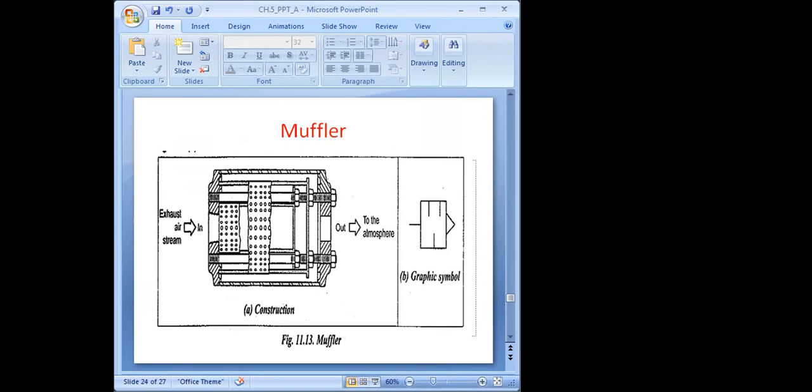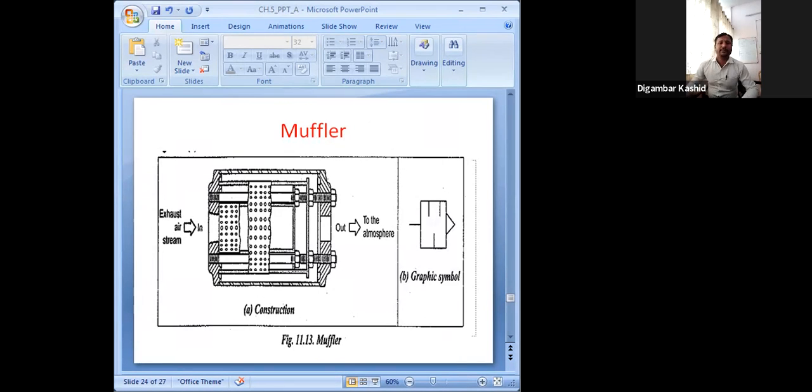Okay, this muffler is located at the end of your pneumatic circuit. At the end of the pneumatic circuit it is located, because whatever exhaust air is there, we need to filter it. So for that purpose also this muffler unit is used. See, it's a standard symbol.